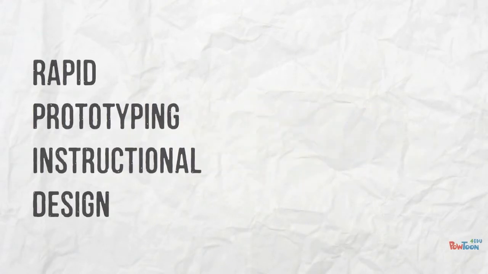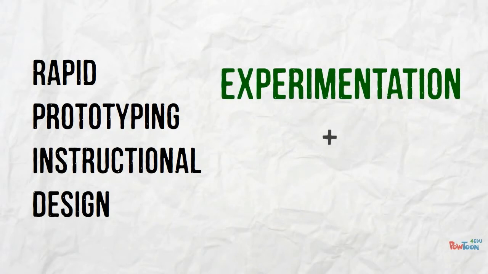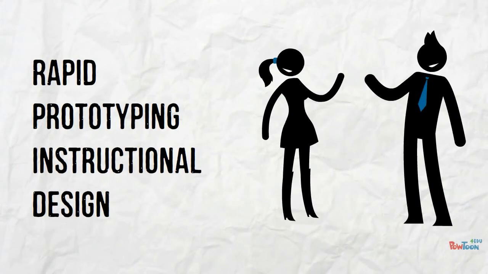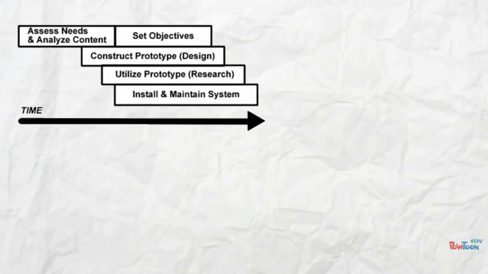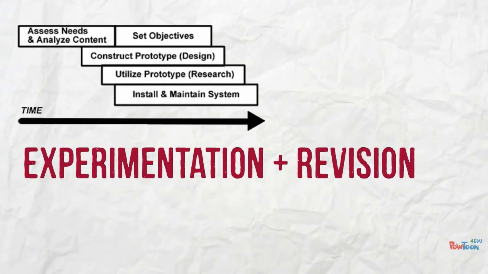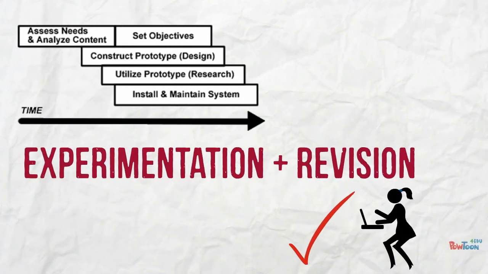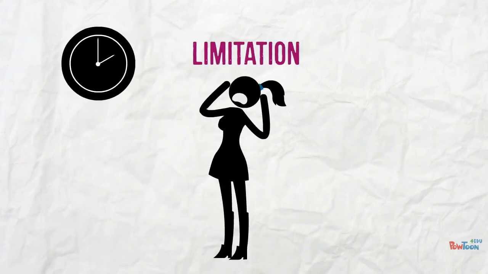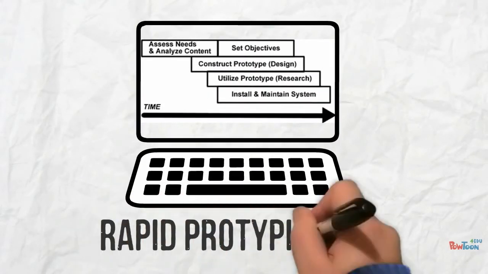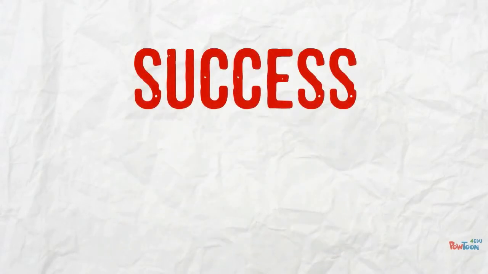In summary, rapid prototyping instructional design is a model that encourages experimentation and close communication between the instructional designer and client. While the steps of the model largely reflect a modified ADDIE framework, the importance of experimentation and revision make it a unique approach to find better solutions. So, the next time you are faced with limitations in your time and budget, think about using rapid prototyping instructional design as a model to improve the success of your project.